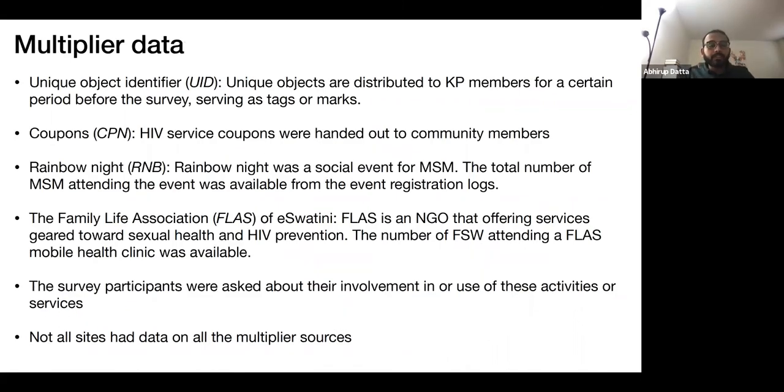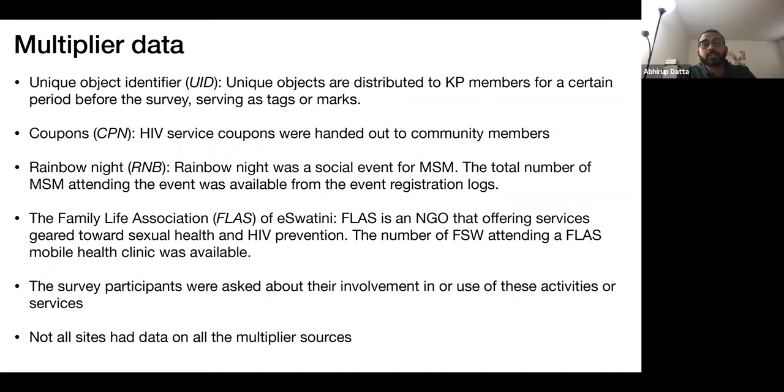So we had various types of sources for the multiplier method available in the Eswatini data. There was a unique object identifier, which are unique objects. In this case, it was a deck of cards that were distributed to the key population members for a certain period before the survey. And then in the survey, they were asked whether they had received such a card or not. Similarly, there were HIV service coupons that were distributed.